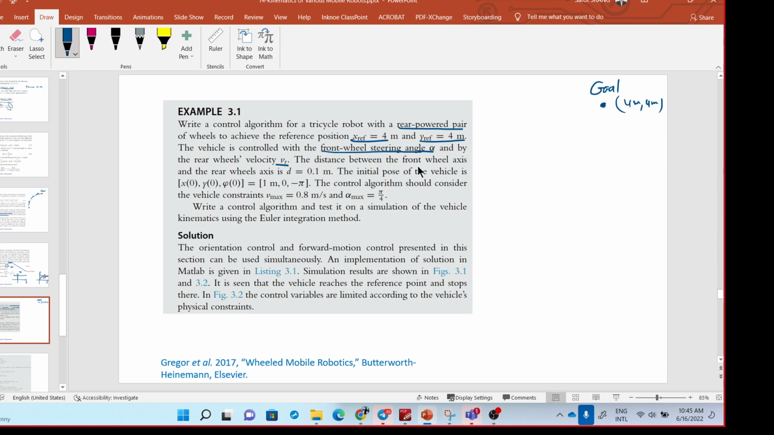The distance between the front wheel axis and the rear wheel axis is d. So this is distance d. Initial position x0, y0, and phi0 is this. So here is the start, t equals 0 is here. As t tends to infinity, we expect the robot to be here. So here is 1 meter, 0, and angle minus pi, the orientation.